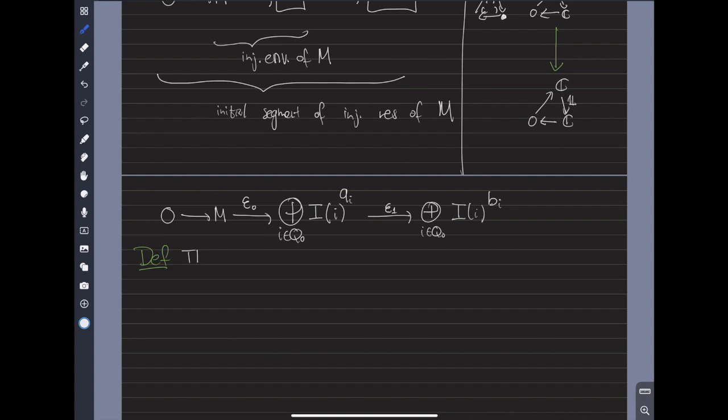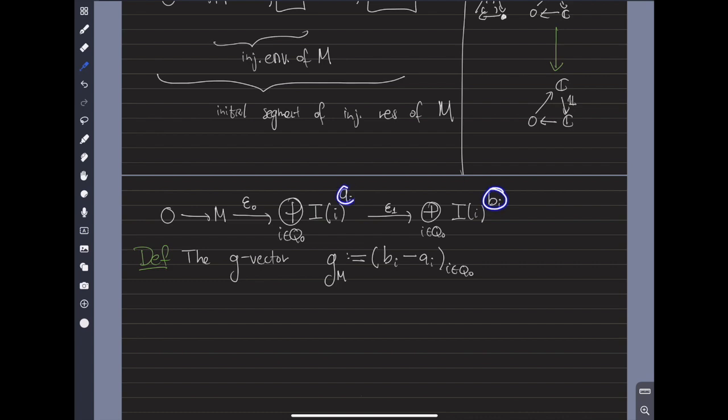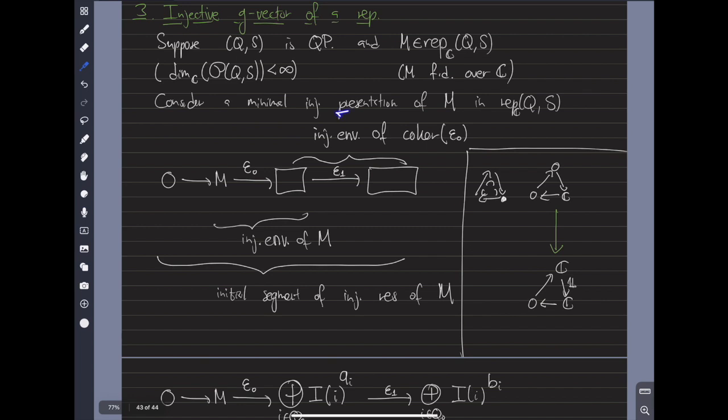the G vector Gm is by definition the vector formed by all possible differences. Well, not all possible differences, sorry, but like this one minus this one entry by entry. So in other words, the G vector somehow keeps track of what a minimal injective presentation of M looks like. Some people call it co-presentation instead of presentation.